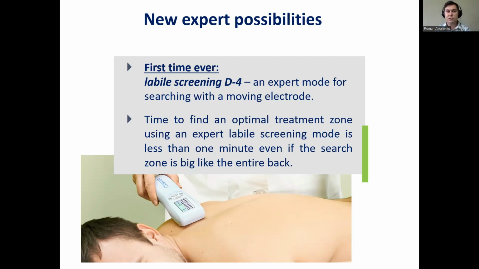Previously, we had to use the mode which is called D3, where we were examining each single electrode spot, and we were forced to find the initial reaction values, compare them, then find the most active one. D4 changed all that. We are now simply moving the electrode on the skin, and in seconds we are seeing which areas are active. So the time to find an optimal treatment zone is reduced, and it is super quick now.